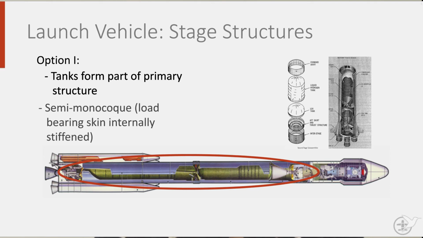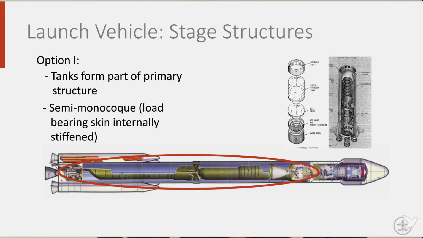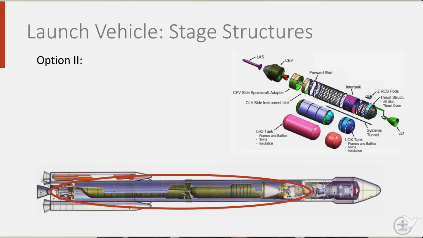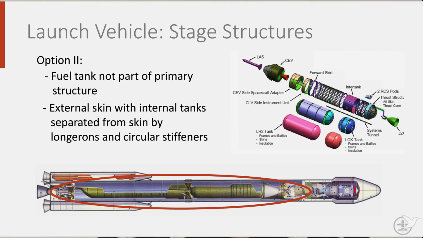These structures resemble a semi-monocoque structure with internal stiffeners. A second option is a separate tank, which is not part of the primary structure. There is an external skin, with the internal tank separated from the skin by longerons and circular stiffeners. The infamous V2 rocket had such a structure.